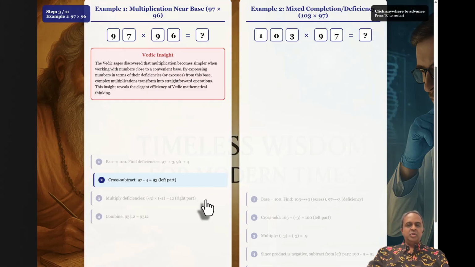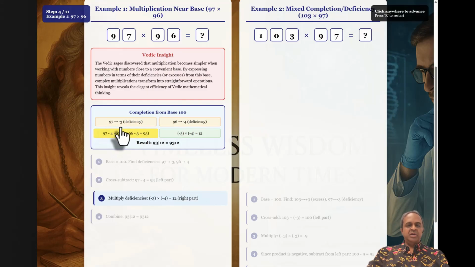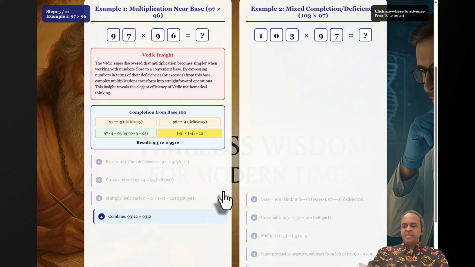Then you take the two deficiencies. First we calculated the deficiencies and then subtracted to get 93, so that becomes the first part of the result. Then you take the two deficiencies and multiply them: minus 3 times minus 4 is 12. So that becomes the second part. Your result is 9,312, right? You look at the deficiency, do the cross subtraction, multiply the deficiencies, and you quickly get the answer.